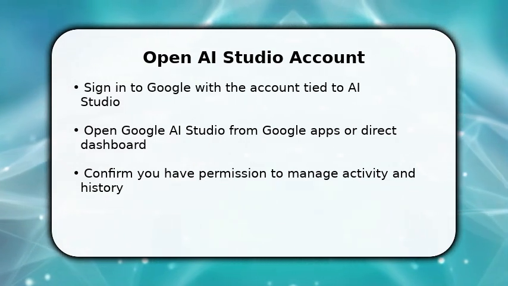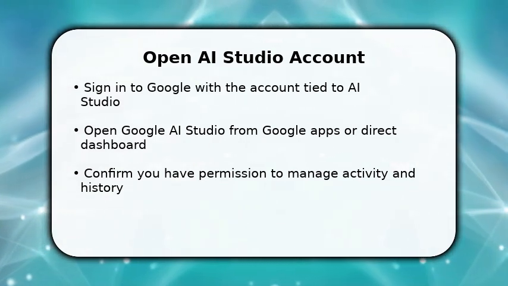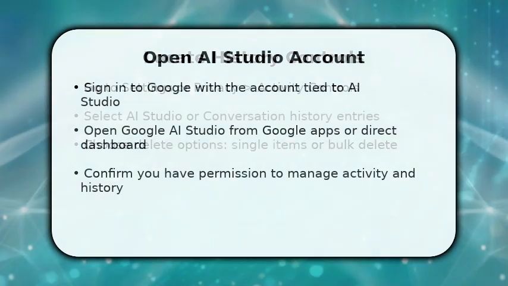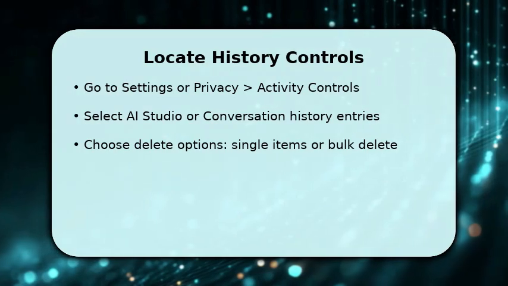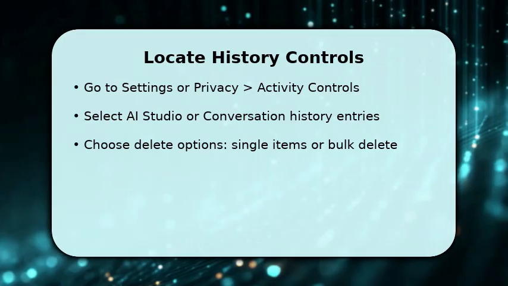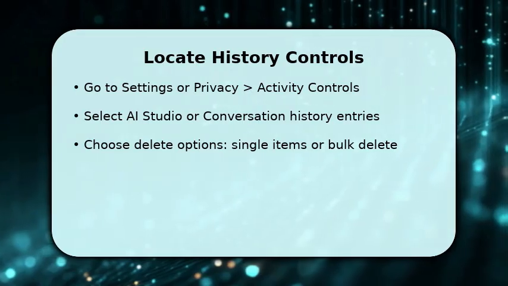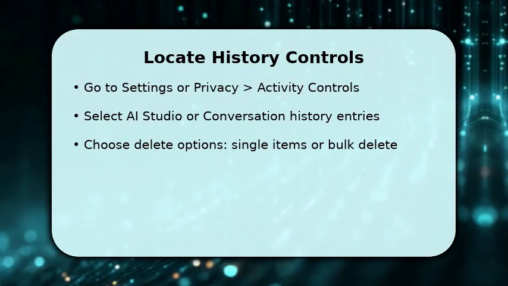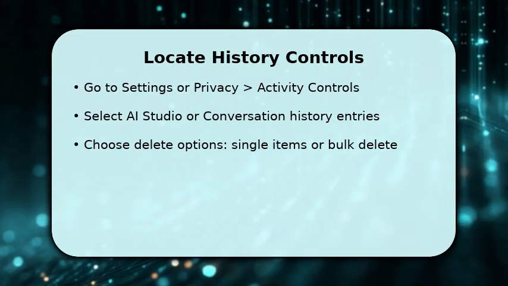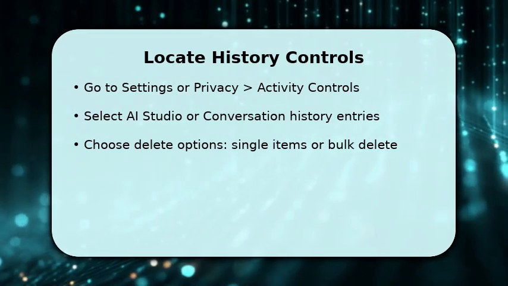Next, navigate to Settings or Privacy, and then Activity Controls within AI Studio. This is where conversation and analysis records live. Once there, find the AI Studio or Conversation History section and review entries. Timestamps and content snippets help you identify what to remove.